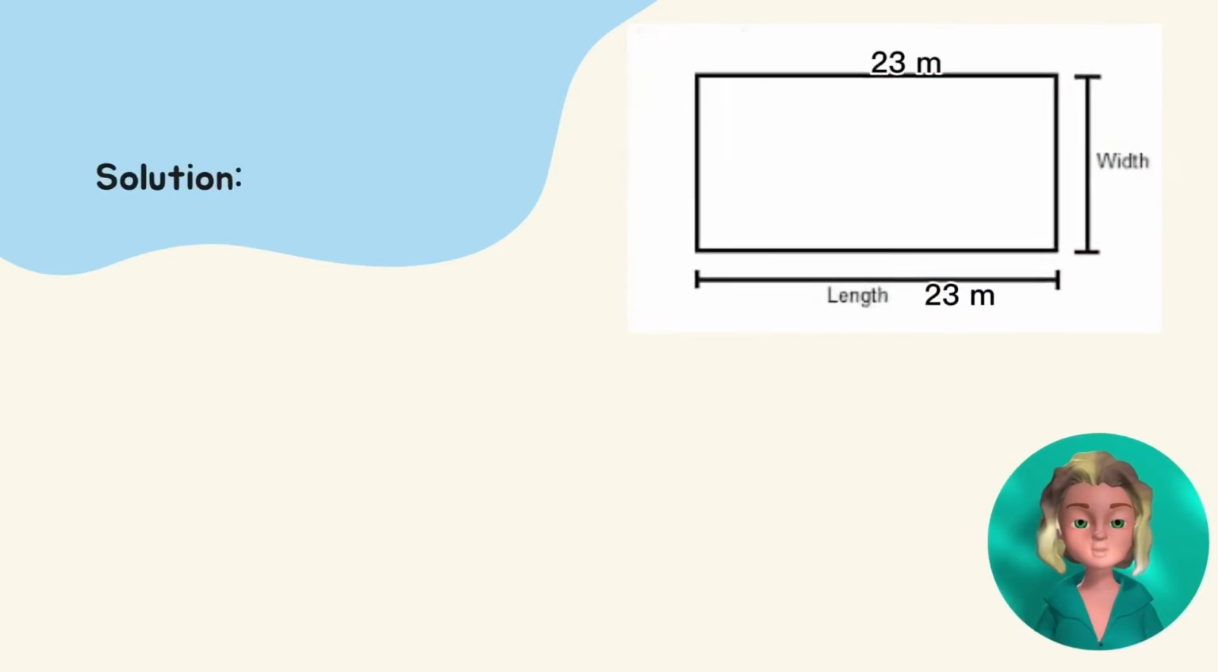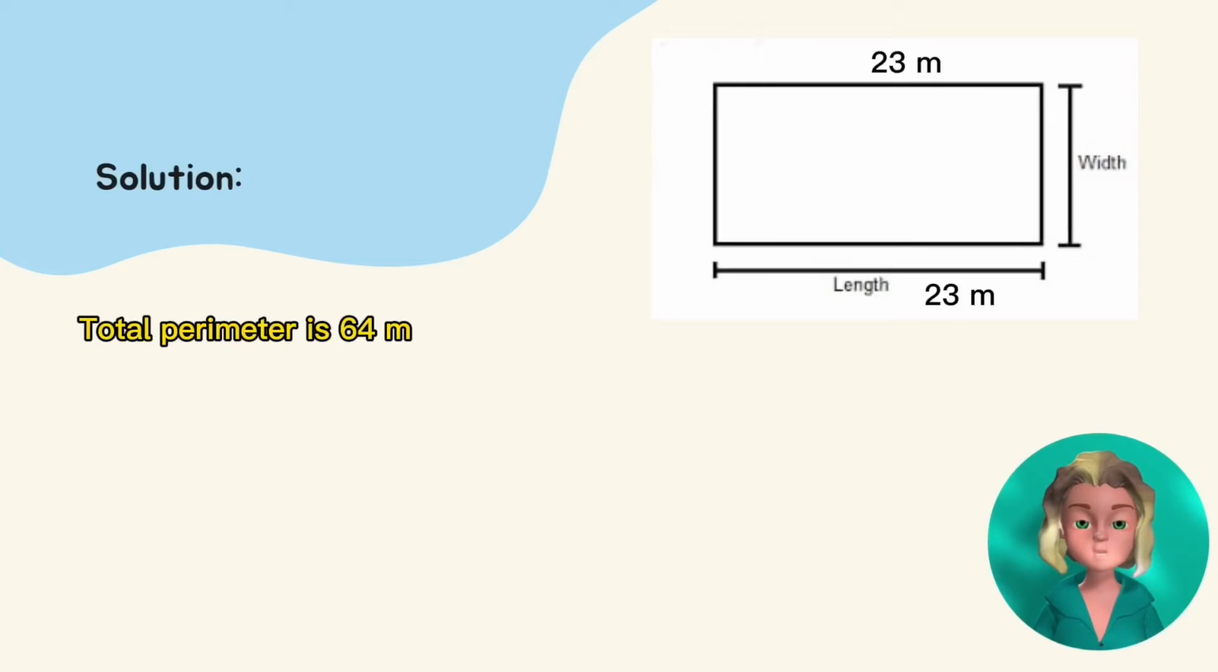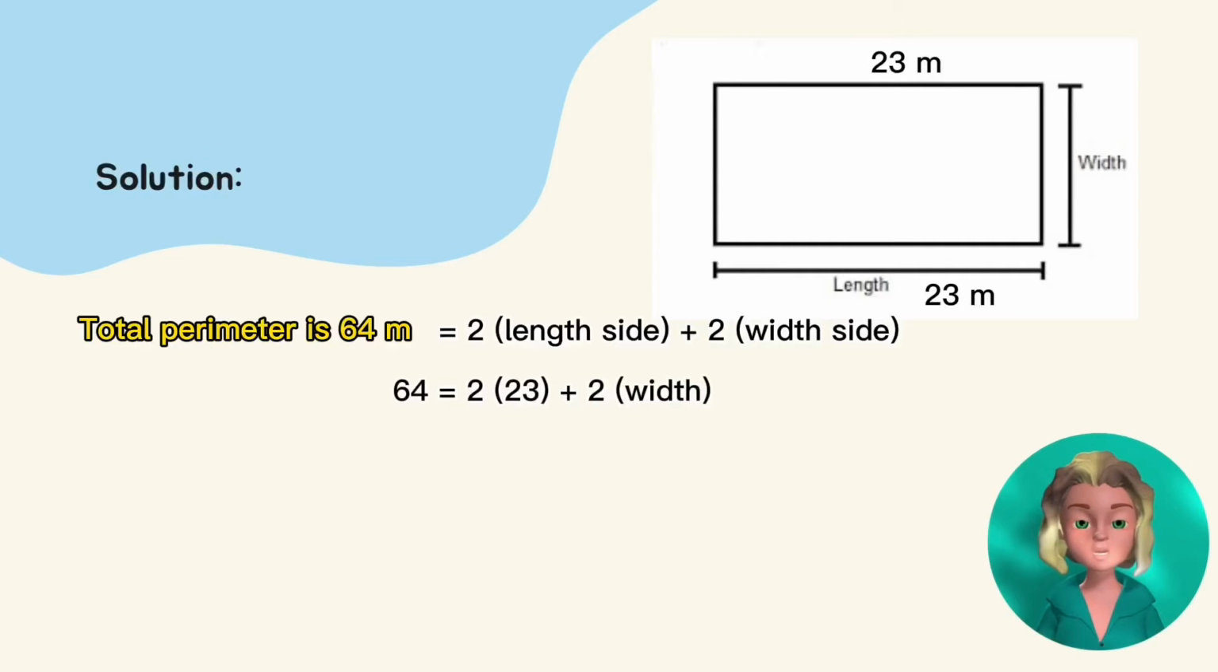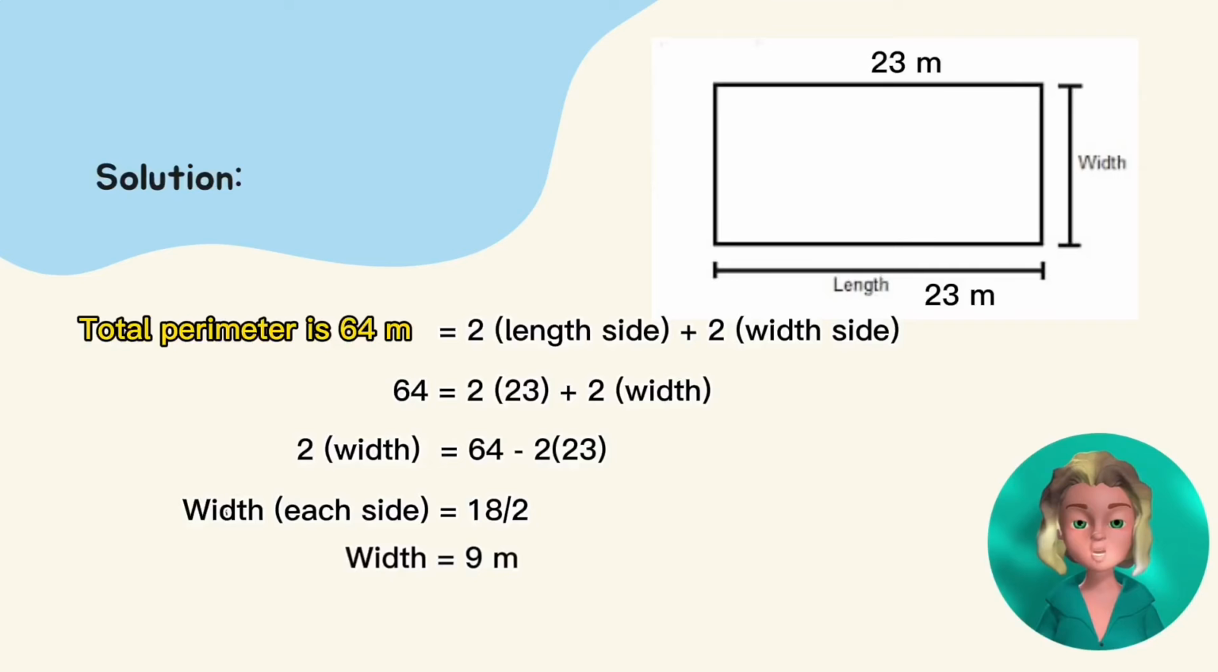Now, let's solve this question. The total perimeter is 64. That is equal to 2 times the length side plus 2 times the width side. Now, substitute the value of the length, 23 meters, and now we can look for the width. Then 2 times width equals 64 minus 46, and then you can get the width equals 9 meters.